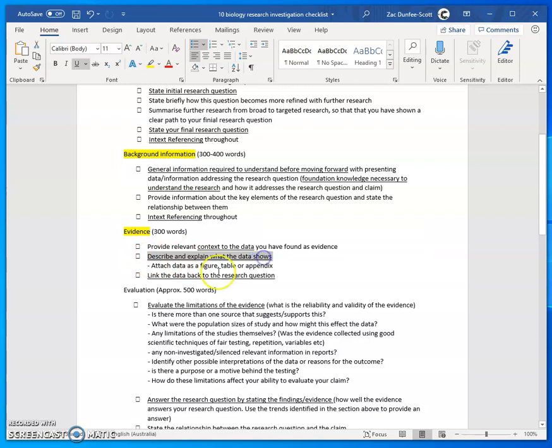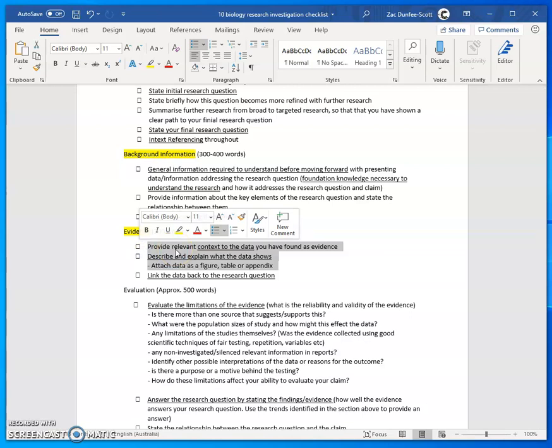We break it down on its relationships, patterns, and what exactly that data is telling us. It can be seen in the data that blah blah blah, insert your information there. And then we link it back to the research question. So this is essentially just breaking down, saying, boom, here's your evidence, this is what it means.